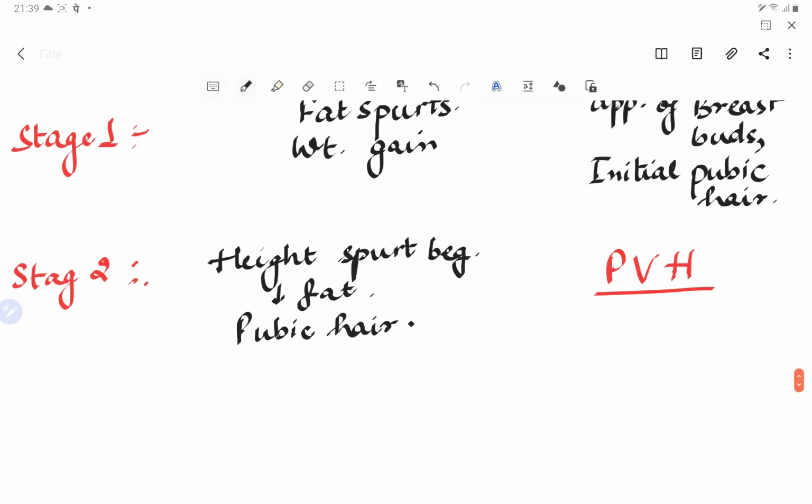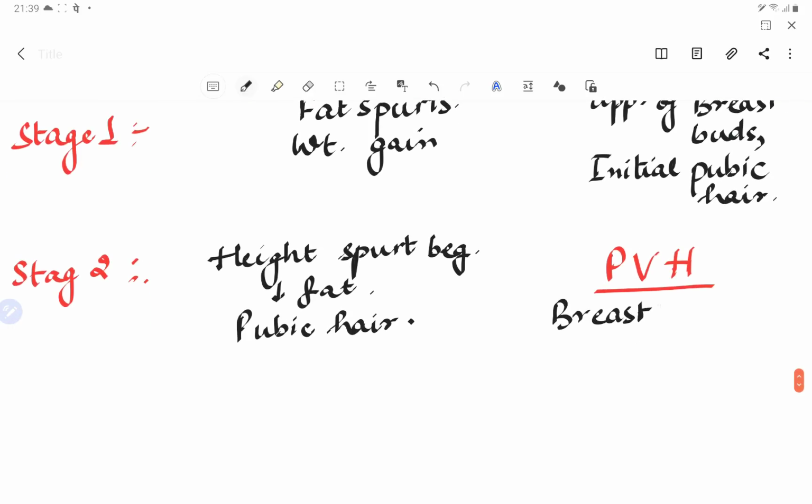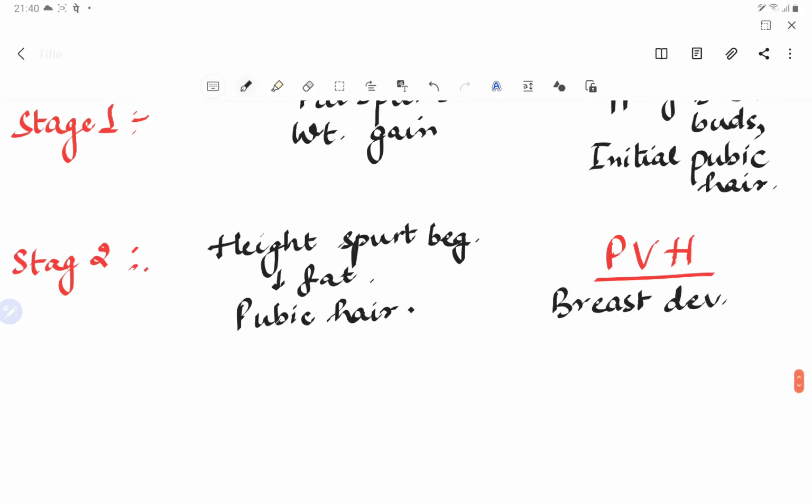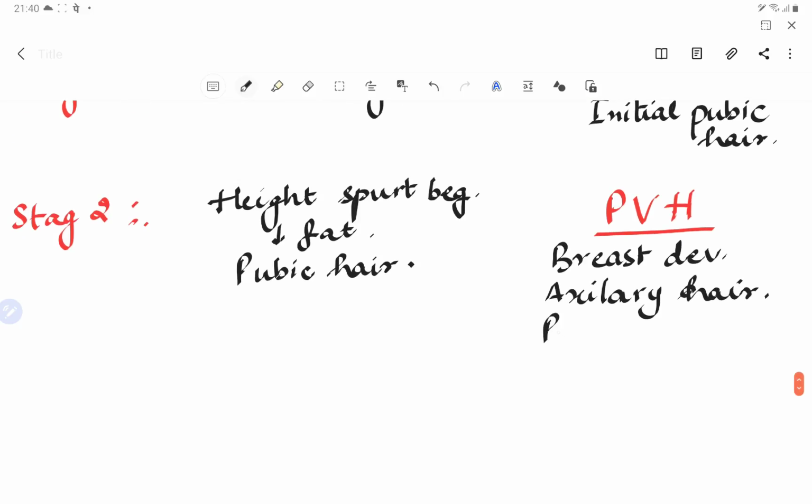In the girls, on the other hand, we see noticeable breast development. The breast buds which were in stage 1 have now become noticeable. Also we see axillary hair, and more abundant pubic hair.